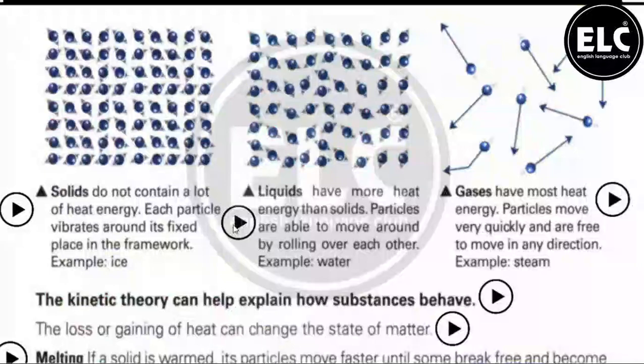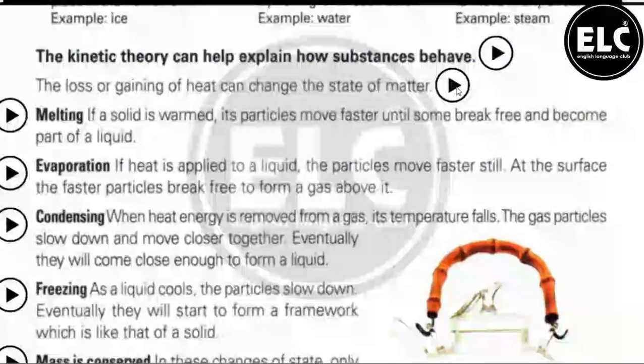Solids do not contain a lot of heat energy. Each particle vibrates around its fixed place in the framework. Example, ice. Liquids have more heat energy than solids. Particles are able to move around by rolling over each other. Example, water. Gases have most heat energy. Particles move very quickly and are free to move in any direction. Example, steam.